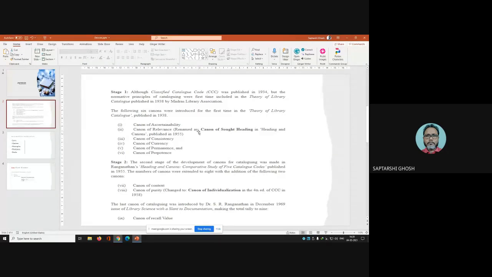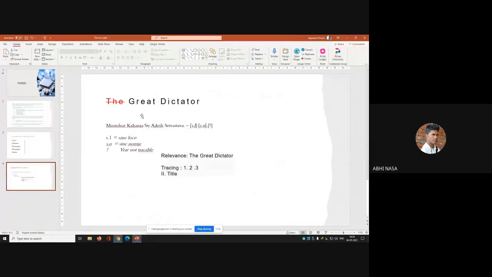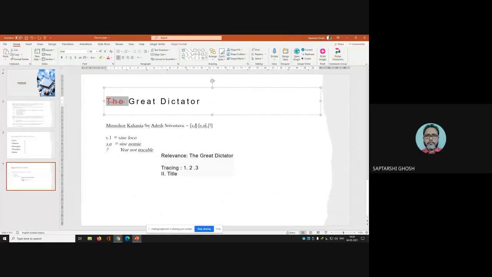Now, number three, this is known as canon of... To interrupt you, sir. Yes, tell me. Let me ask you one question, sir. Sir, that means The lost its value at that time. Yes, The lost its value, because whenever you file this or arrange the cards, you have to arrange the card under G, not under T, because the approach term is Great Dictator, not The Great Dictator. Okay, sir, thank you.